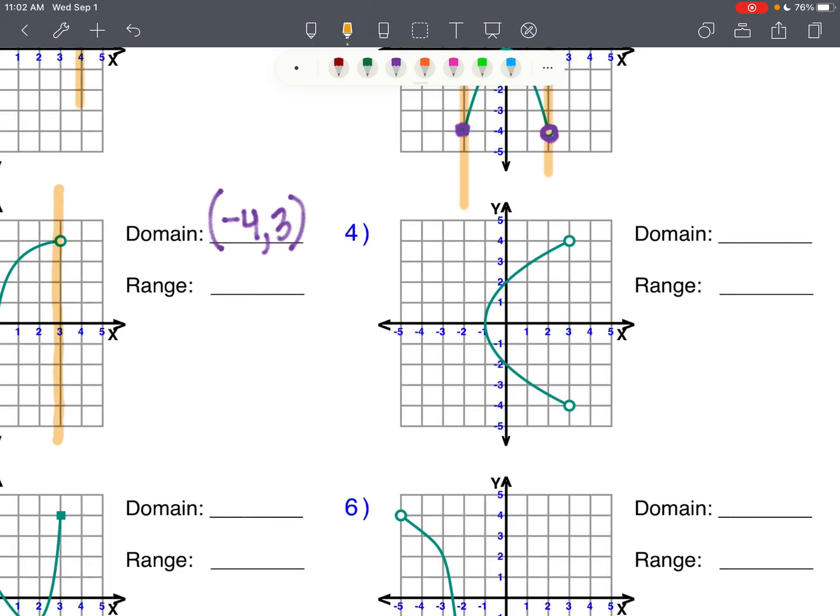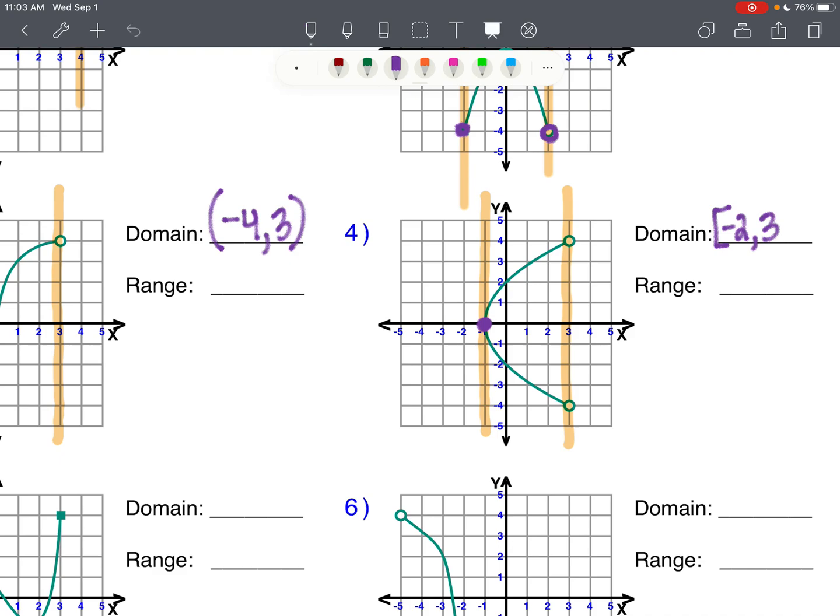Number 4, the domain starts from the left at negative 2 and continues to the right at positive 3. So left is negative 2, right is positive 3. If I put a negative 2 in, I get a 0 out, so negative 2 is part of the domain.